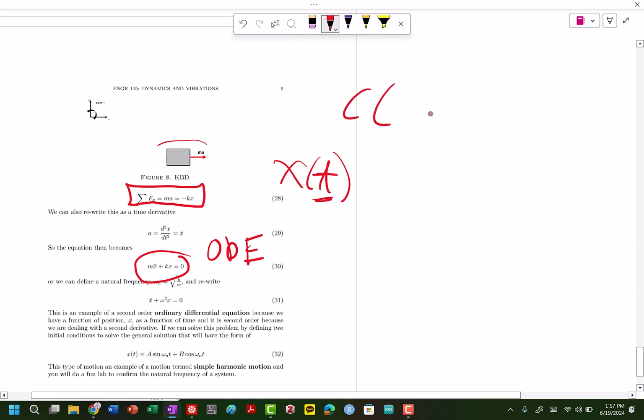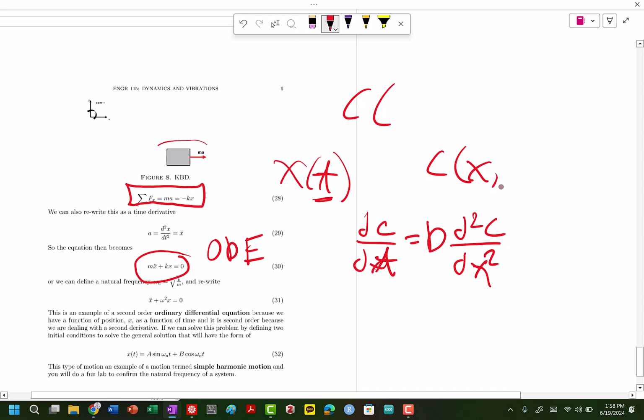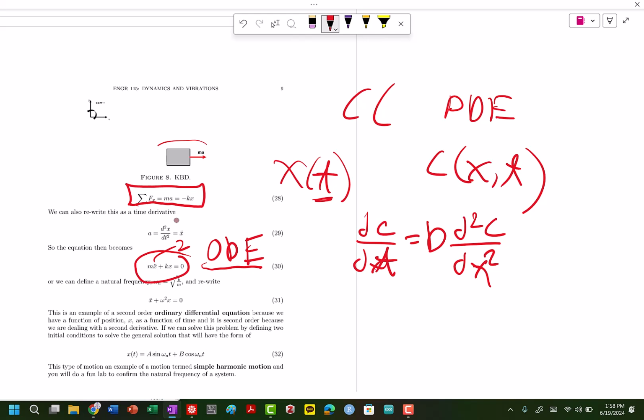You could have, and you will have in the future, dc/dt equals d squared c/dx squared. So concentration, for example, is a function of distance and time. That would be a partial differential equation. And this is an ordinary differential equation, and it is second order because we have the second derivative. Soon you're going to be dealing with fourth order, fifth order derivatives, and you're going to be experts at that.